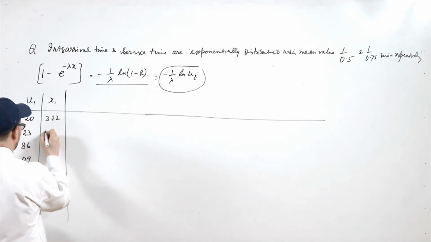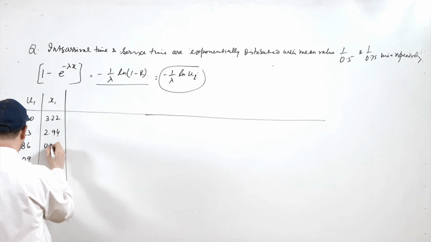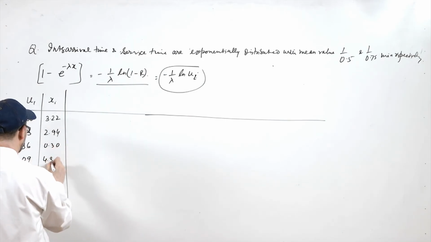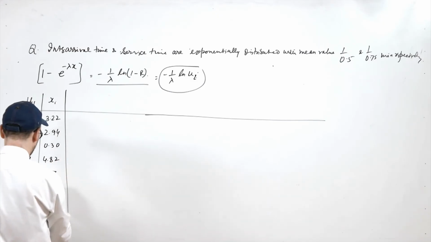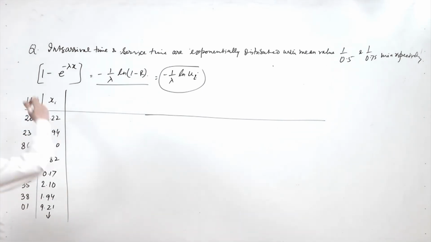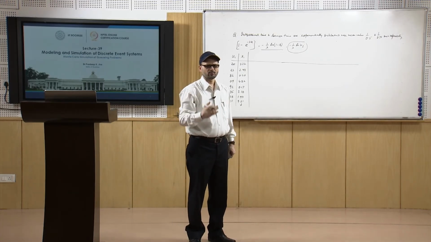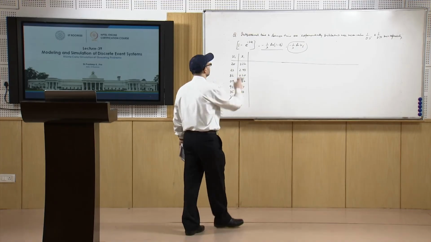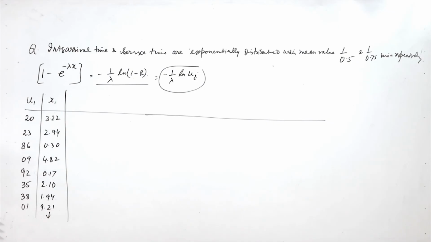If you put this value into that expression, you will get the value as 3.22. You may get it as 2.94. Further, you may get 0.30, 4.82, then 0.17, then 2.10, further 1.94, and it will go on like that, 9.21 and so on. So, this way you can generate the inter-arrival time if you do not have that particular distribution, using this distribution function.